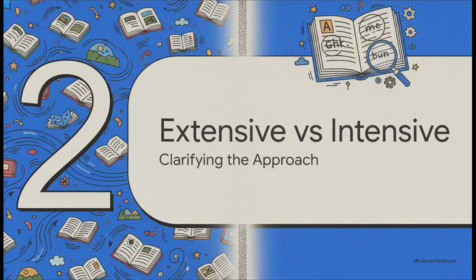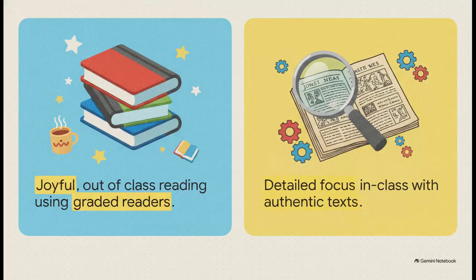Section 2. Extensive versus intensive reading. Clarifying the approach. Now, to successfully teach reading and actually spark that joy, we need a clear conceptual anchor. We have to distinguish between the 2 main types of reading our students are going to do. Let's break this down. Extensive reading is all about volume and pleasure, and it mostly happens outside the classroom walls. We're talking novels, web pages, magazines, and for your lower-level students, this is where you really want to push simplified or graded readers so they don't hit a wall of frustration.